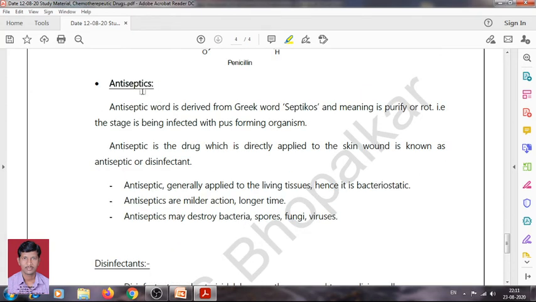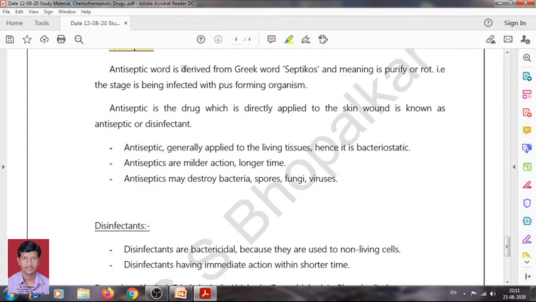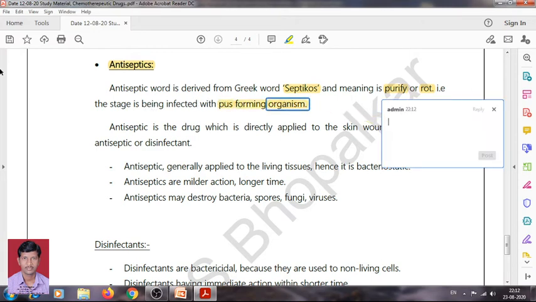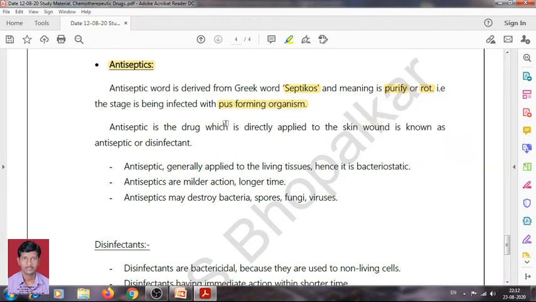Now the next chemotherapeutic agent is the antiseptic agents. Then what are antiseptic agents? The word antiseptic is derived from the Greek word septikos, and its meaning is putrefy or rot, that is, the stage of being infected with pus-forming organisms. Before the pus forms, the stage before pus formation is called sepsis, or putrefaction, or rot.